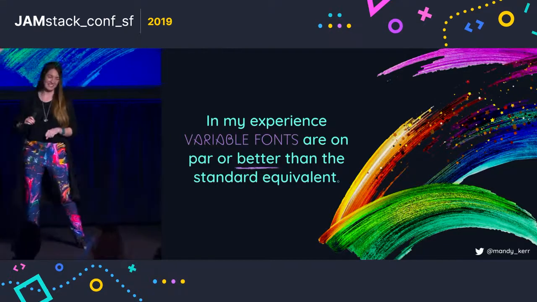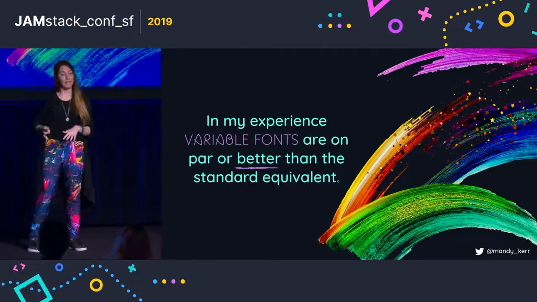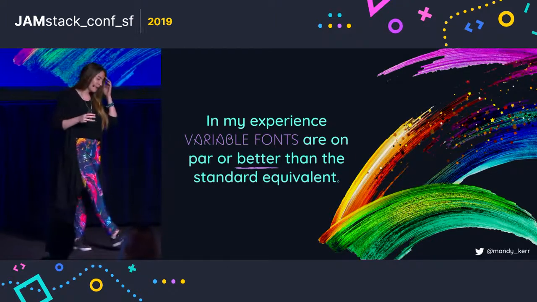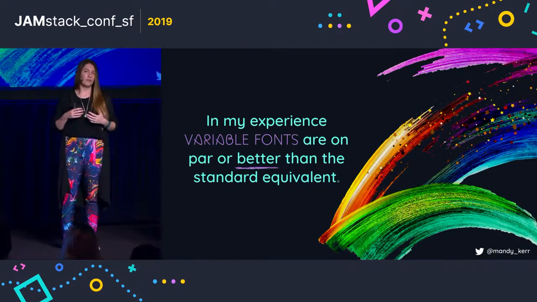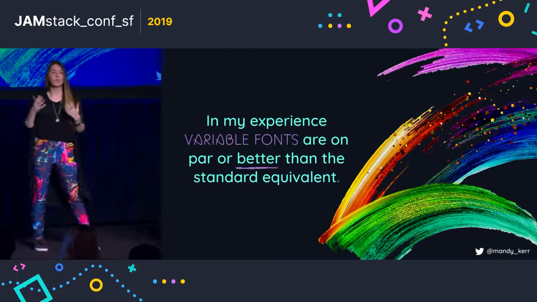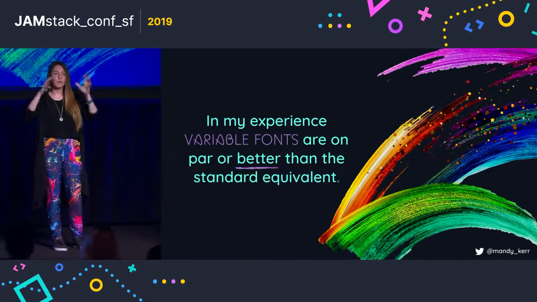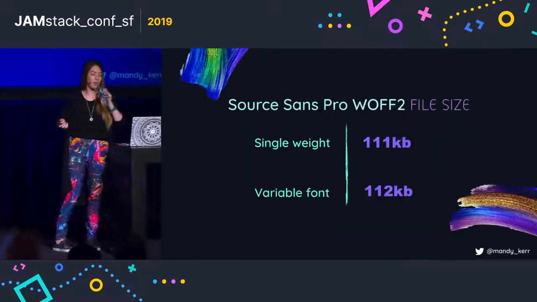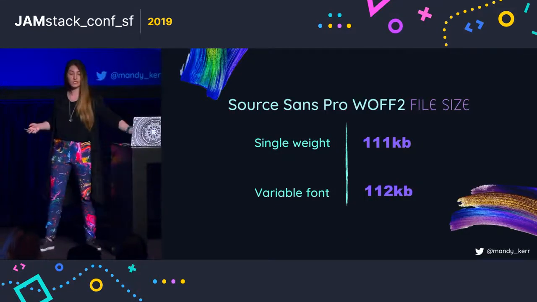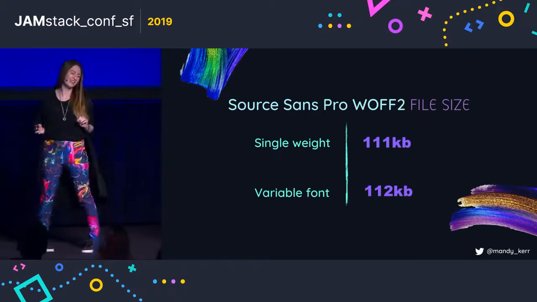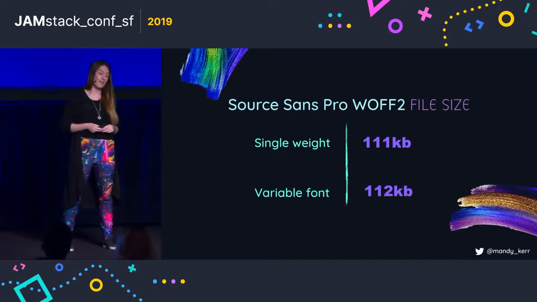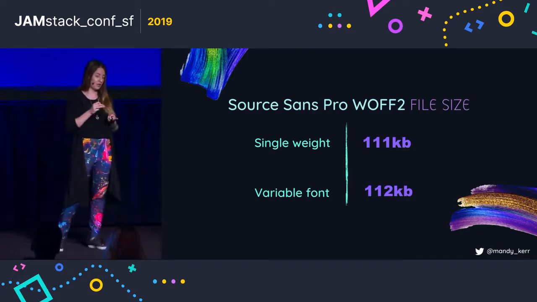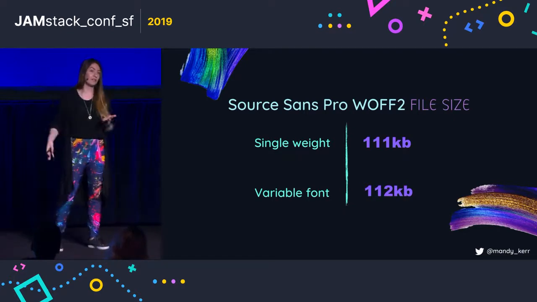In my experience, variable fonts are either on par or better in file size than the combination of the standard equivalents. So if you think about combining all of the font weights on your page, for example, into one complete value, a variable font is typically better. An example of this is Source Sans Pro. In WOFF2, a single weight is 111 kilobytes. A variable font is 112. So for an extra kilobyte, you not only get the single weight, you get all of the other standard weights, plus all of the values in between.